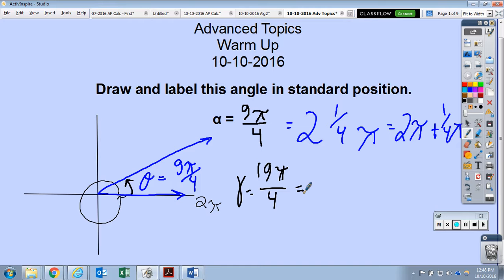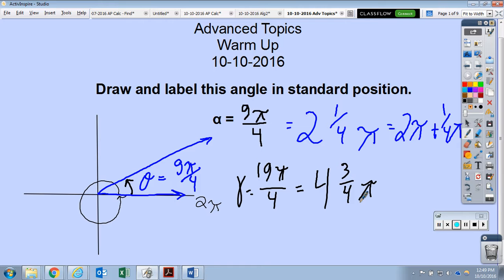First of all, let's do the mixed number thing again. Let's take out 2 pi. So how many times can 4 go into 19? 4 whole times, right? And then the remainder would be what? 3. So 4 and 3/4 pi. Yes, 4 and 3/4, okay, that works.